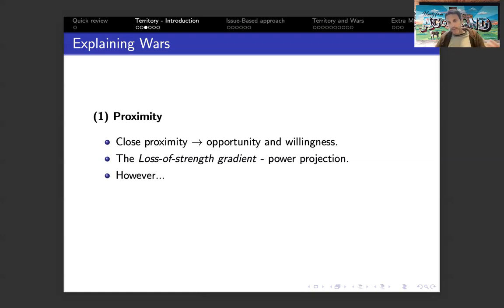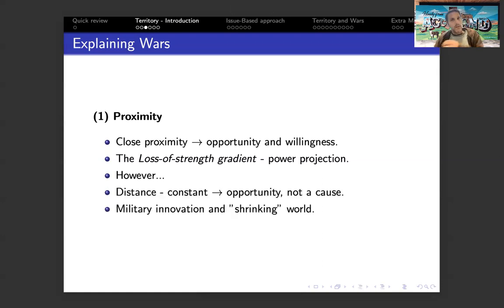However, when we think about proximity and the role that territorial contiguity plays, the distance between states is constant, right? It does not change. Therefore, it cannot be a cause of war by itself, because if it's constant, it cannot change. How does this explain that in some cases we have wars, in some cases we do not have wars? So that means that distance by itself, proximity as a concept, only offers what's called an opportunity for conflict. It still does not explain the willingness in this case.